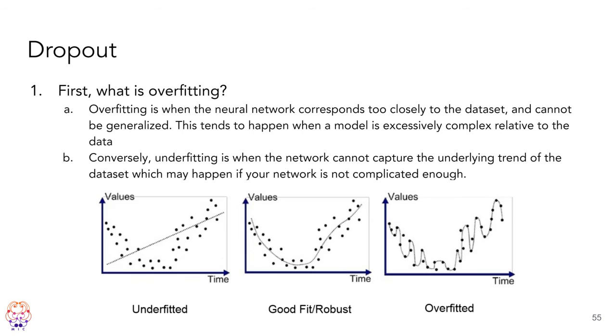All right, so finally I'm going to talk about dropout. Before I do that, I'm just going to reiterate a little more about overfitting. Overfitting is when the neural network corresponds too closely with the training data set and can't be generalized to additional data. This happens when it's too complex relative to the data. Underfitting is the opposite, where it basically doesn't learn a pattern in the data at all, and it's not complicated enough.